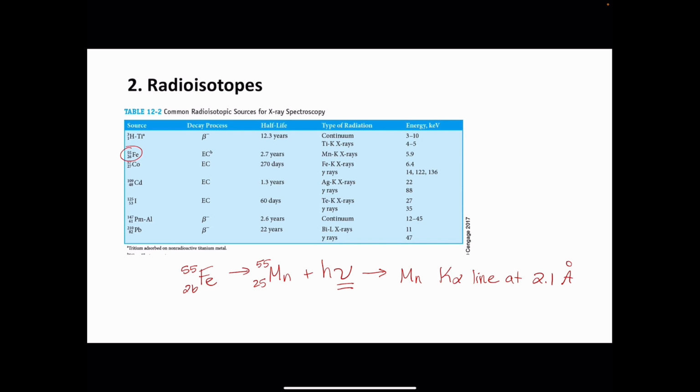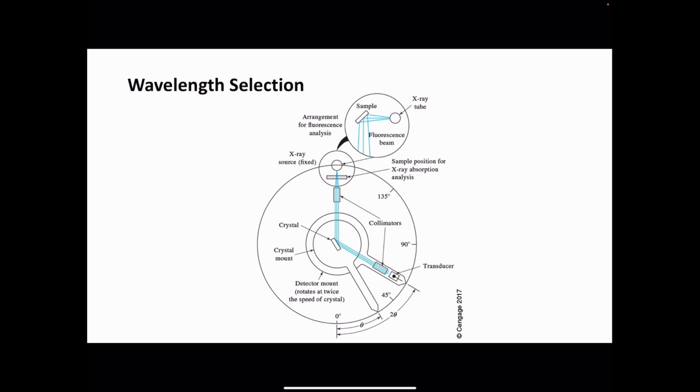So next up we have wavelength selection. And wavelength selection is performed by a diffracting crystal, which is mounted on a goniometer. So this crystal mount here is called a goniometer, and this is just used for precise control of the angle. So you can control the angle of the crystal very, very precisely.